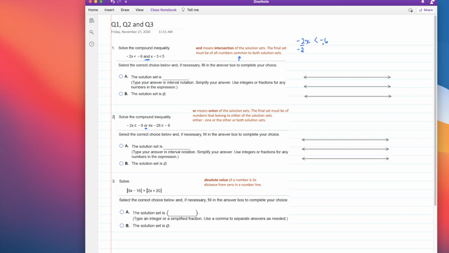I'm going to divide both sides by negative 2 to make this positive 1. And when I do that, I have to remember that my inequality inverts the sign, and now 3. So the first solution is that every x that is greater than 3 would make this statement a true statement. For example, if I get number 10, 10 times negative 2 is negative 20. Negative 20 is less than negative 6, okay?